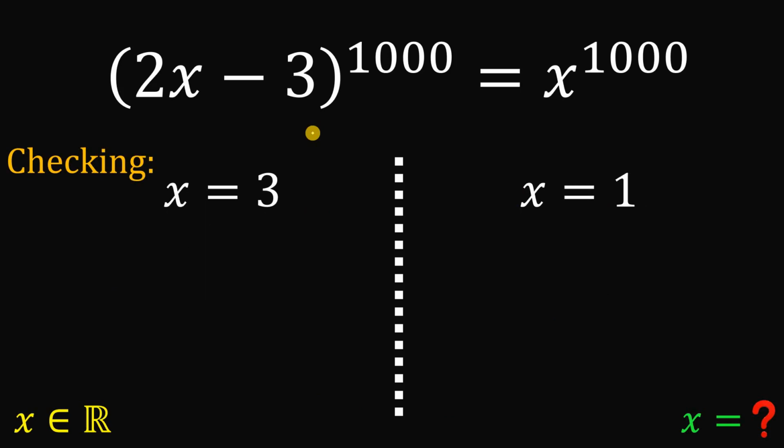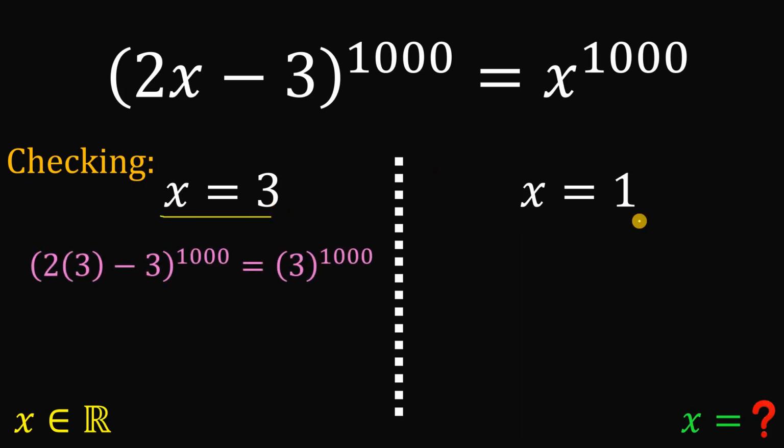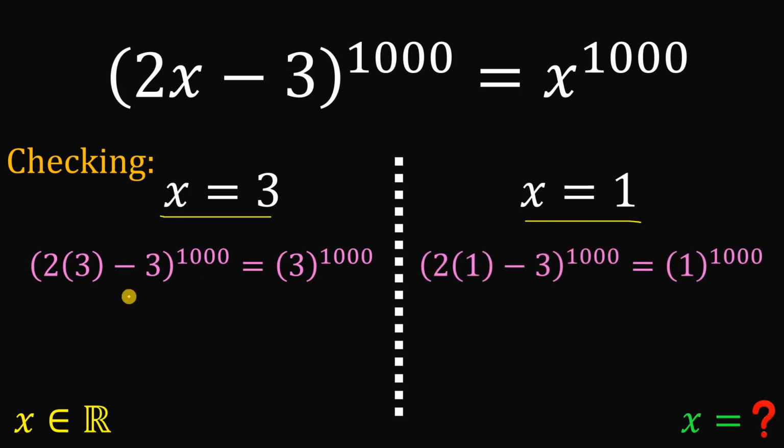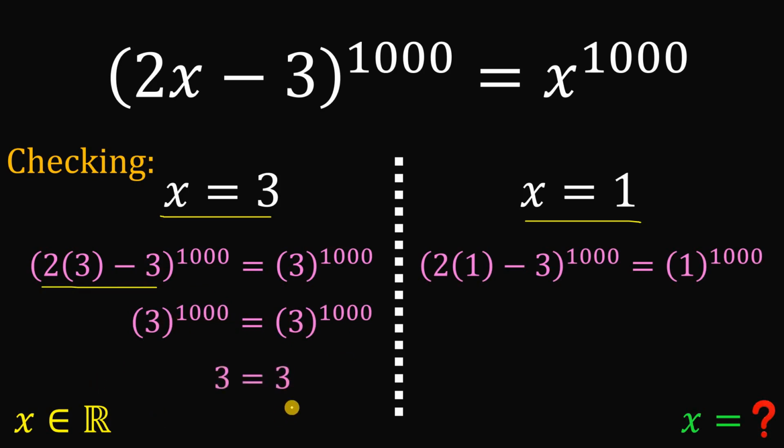Of course, this is easy to check, so let's check these results. In the first case, let's replace all x with 3, and in the second case, let's replace all x with 1. Now let's simplify. 2 times 3 is 6, minus 3 is 3, so we have 3^1000 = 3^1000. If we take the 1000th root on both sides, this is just 3 = 3, of course. So this is equal.